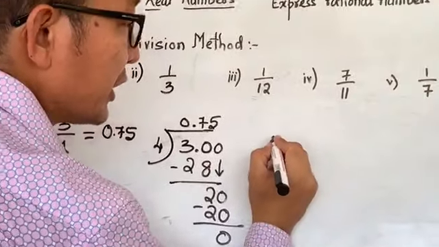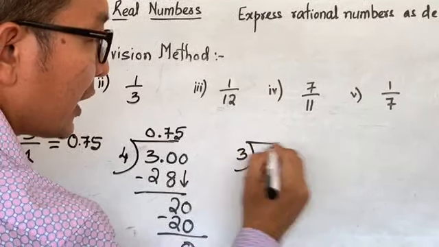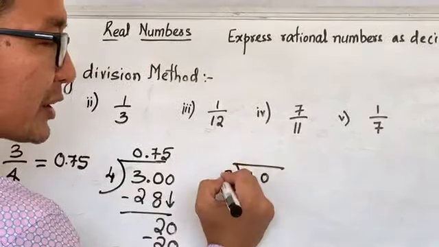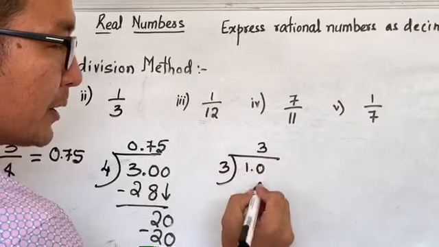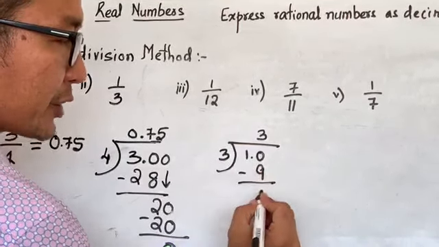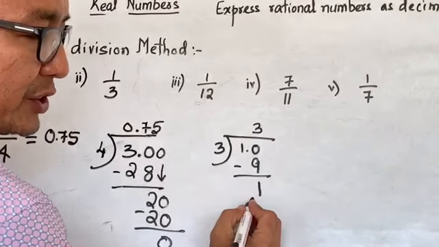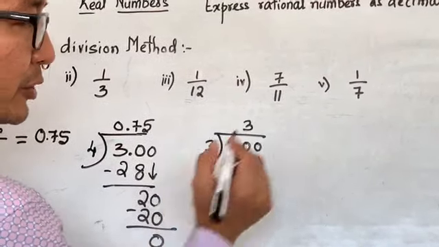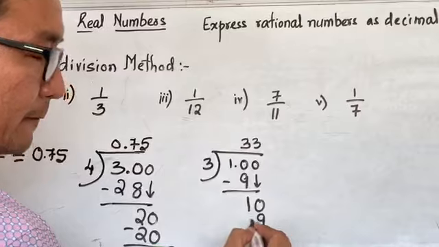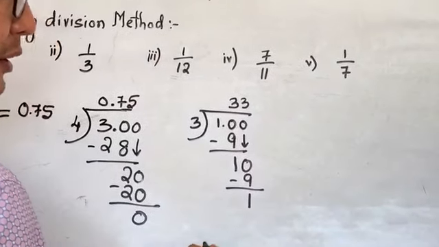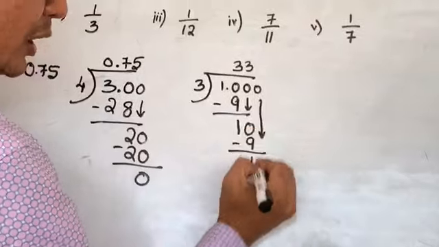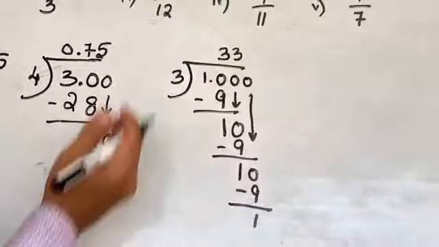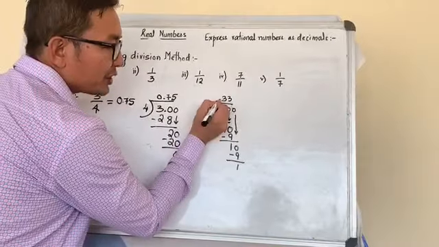Next, 1 upon 3. So 1 can be written as 1 upon 0. And then 3 times 10, 3 threes are 9. And then subtract, we get 1. Here the remainder is 1. The 0 is here. So 3 threes are 9. Subtract, we get 1 again. The decimal is 0.